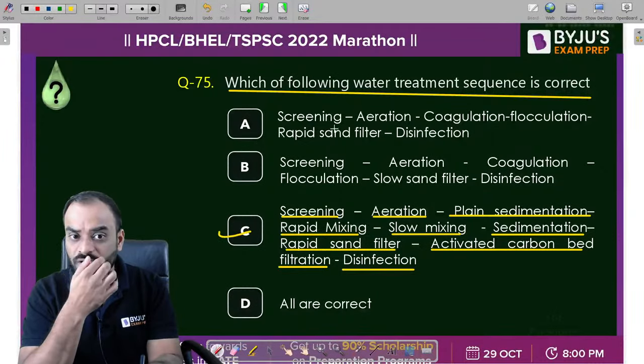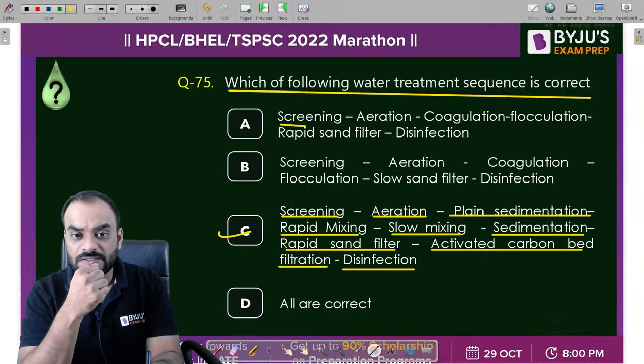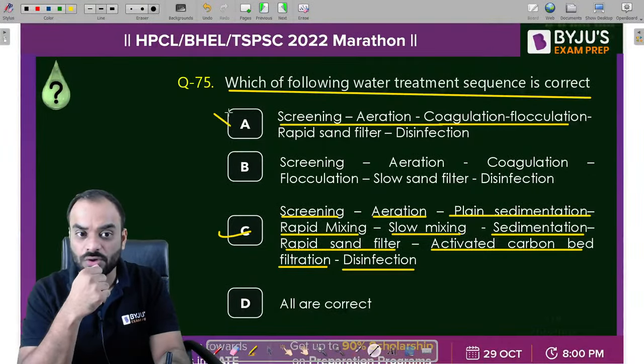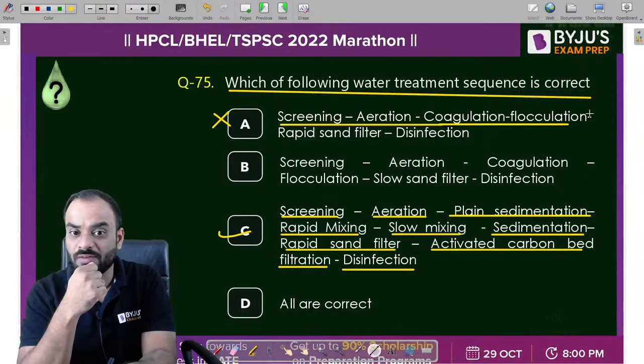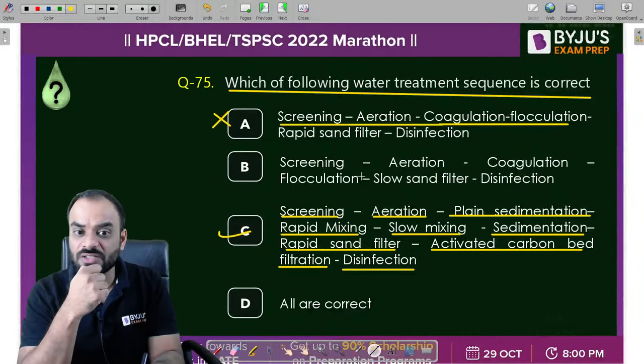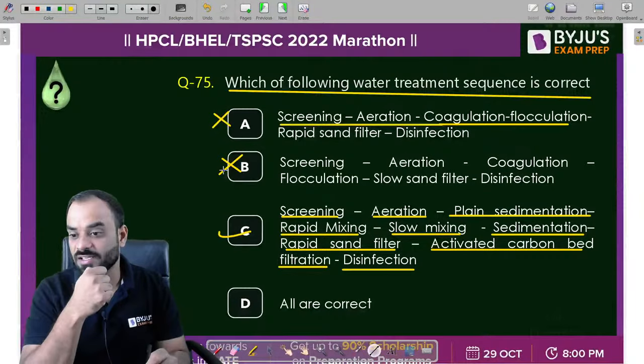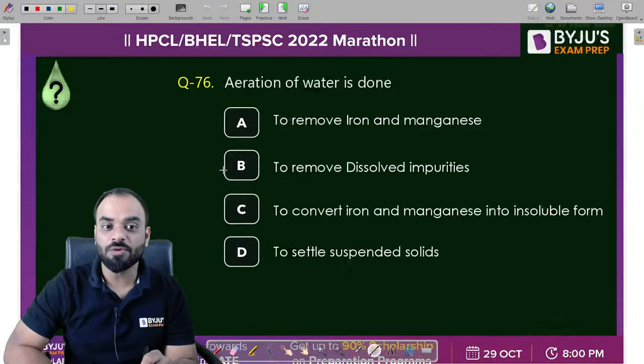Okay, now what about the rest of the two? Let's read it. Screening, aeration. Then we need over here, guys, coagulation, flocculation. Then sedimentation is missing in this option. That's why this is wrong. Sedimentation is required after flocculation. Similarly, guys, in this option sedimentation is not mentioned, so we have to cancel it. Only C is the correct answer. Okay, let's move to the next question.